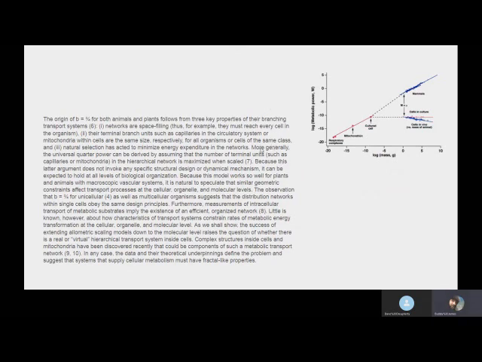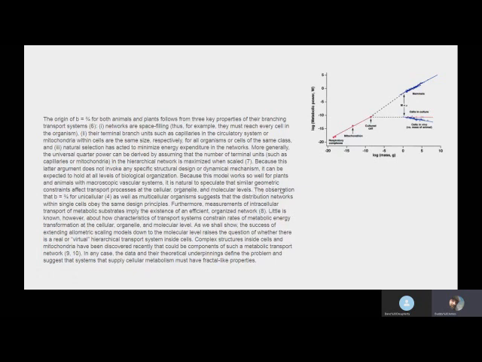More generally, the universal quarter power can be derived by assuming that the number of terminal units, such as capillaries or mitochondria, in the hierarchical network is maximized when scaled, because this later argument does not invoke any specific structural design or dynamical mechanism, it can be expected to hold at all levels of biological organization. Booyah!